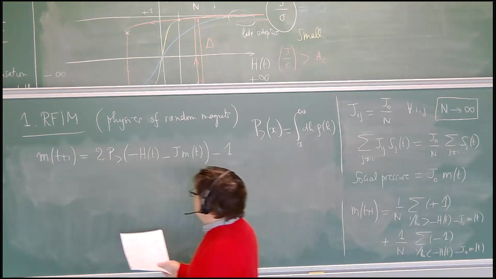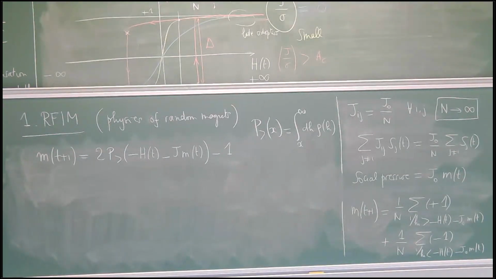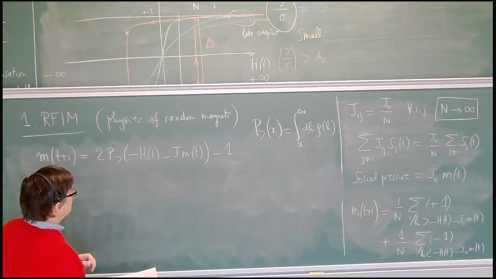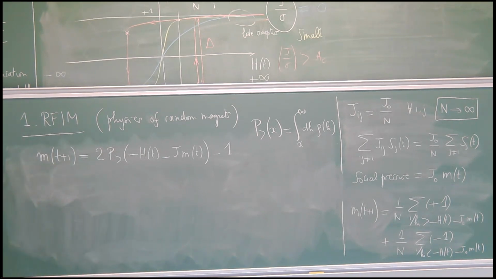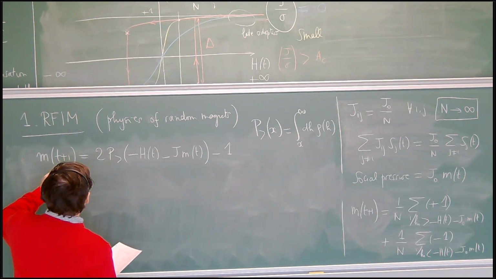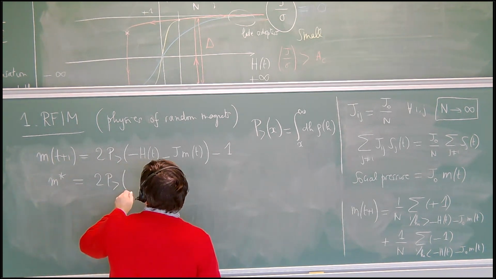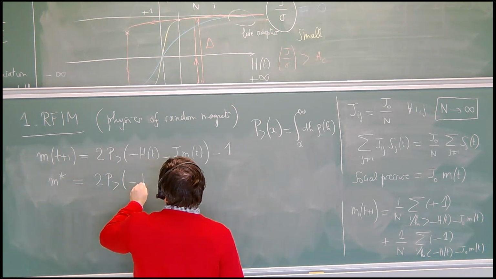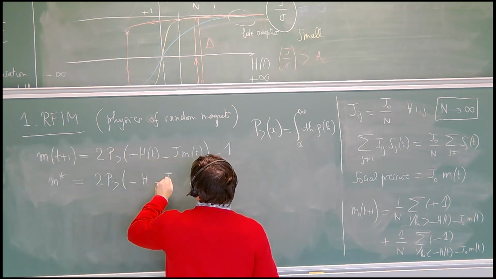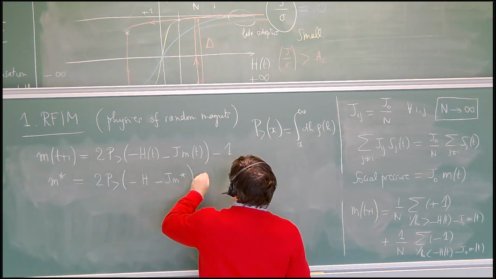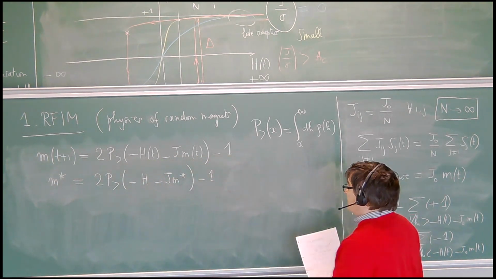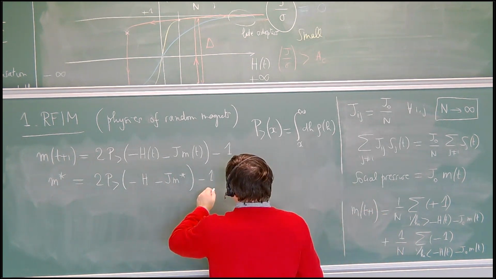So let me try to see whether there are stationary solutions to this equation. So imagine h of t stops changing with time and is given some value h. Is there a value of m such that this equation is stationary? So I'm looking for fixed points. I'm looking for possible solutions of the equation m star equals 2P larger than minus h, which I'm assuming to be static for a second, minus 1. So what are the solutions of that?